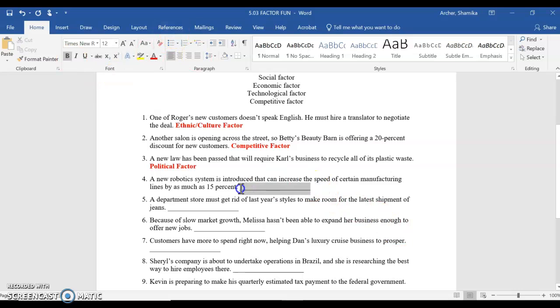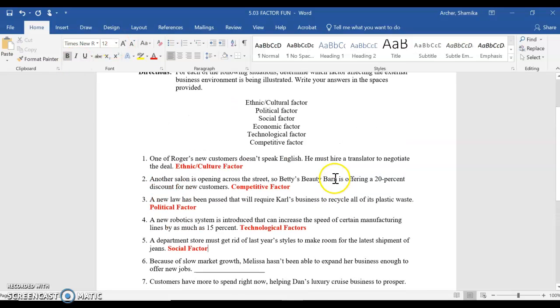Number 4, a new robotic system is introduced that can increase the speed of certain manufacturing lines by as much as 15%. So we're thinking about robots, we're thinking about technological factors. I think I spelled that word wrong. Oh, no, I didn't. And then number 5, a department store must get rid of last year's styles to make room for the latest shipment of jeans. So now we're thinking of trends and things that impact our everyday lives. So this is a social factor.